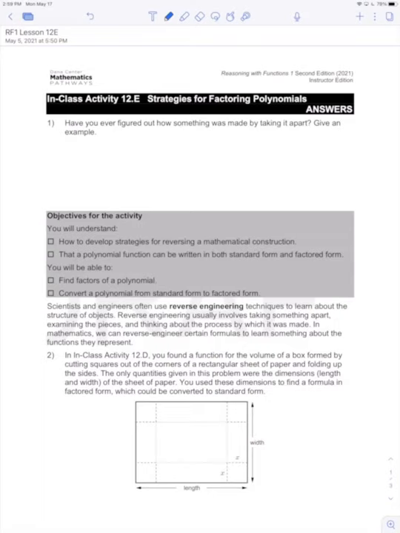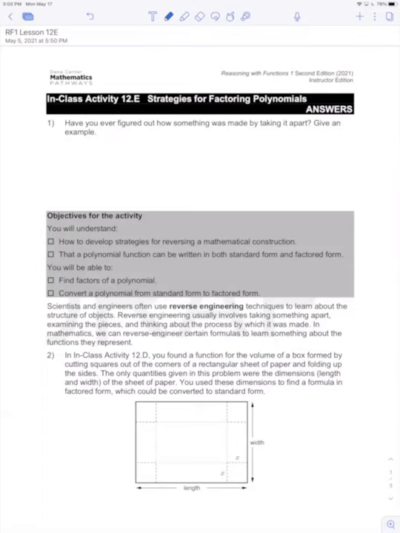Objectives for the activity. You will understand how to develop strategies for reversing a mathematical construction, that a polynomial function can be written in both standard form and factored form. You will be able to find factors of a polynomial and convert a polynomial from standard form to factored form.